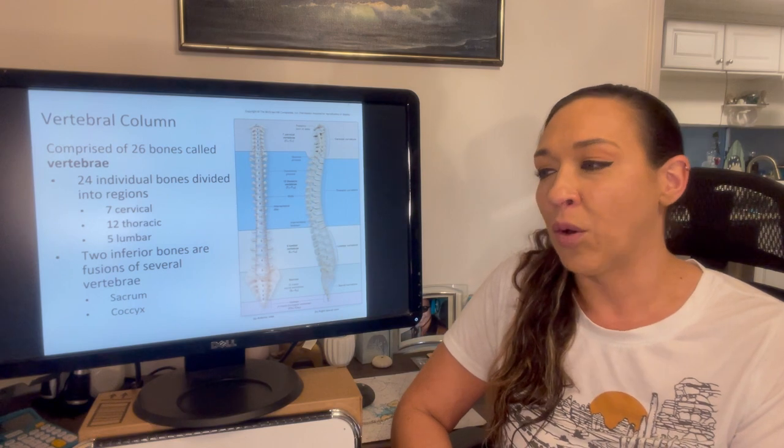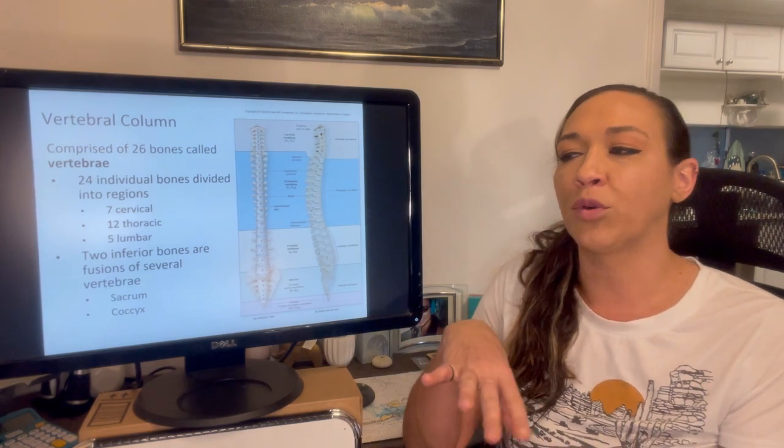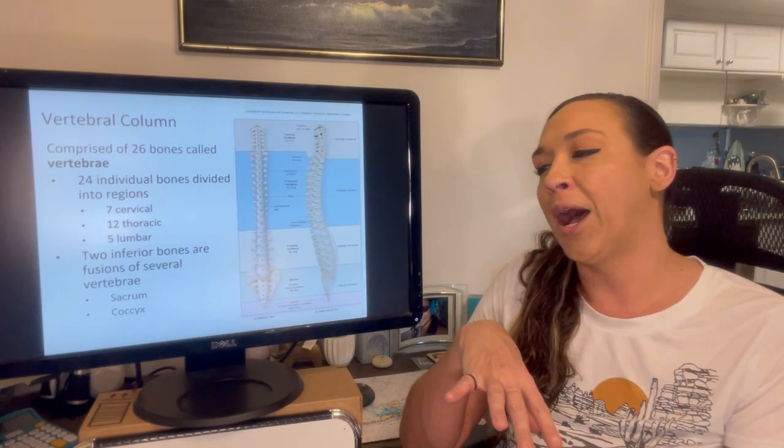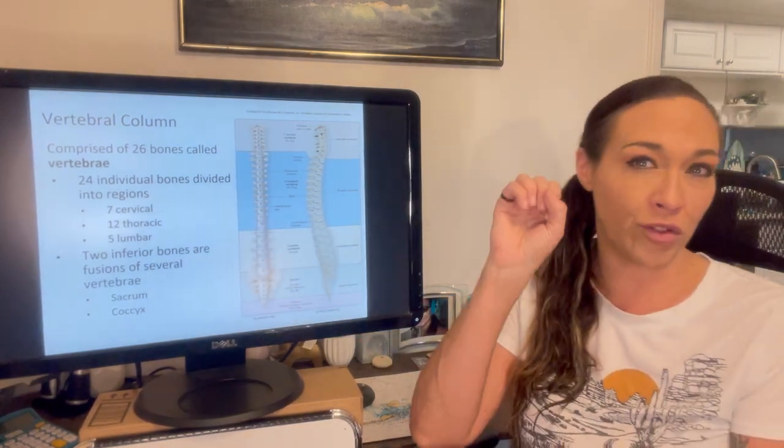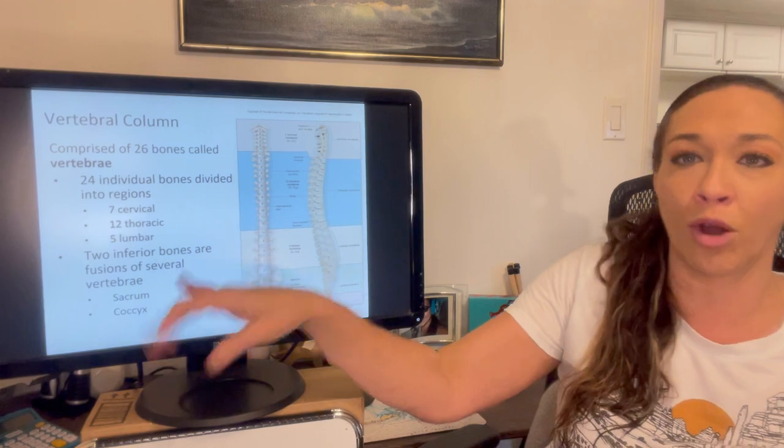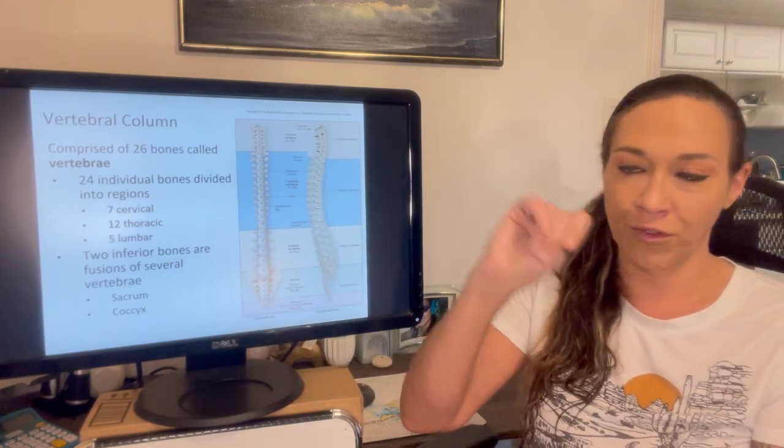Okay, so just to wrap up, we do have 24 individual bones. They are 7 cervical, 12 thoracic, 5 lumbar. We do have 2 fused bones. That's going to be your sacrum, 5 bones, and your coccyx, 4 bones.